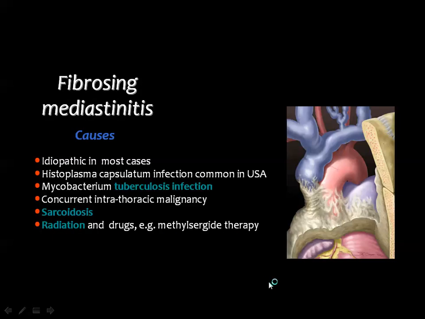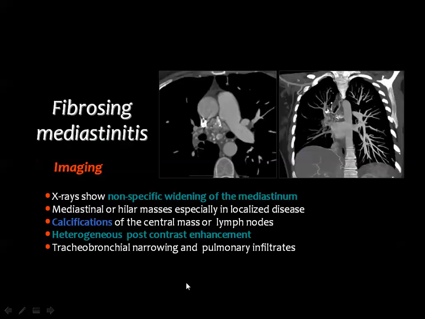Then the possible underlying causes for fibrosing mediastinitis. In many cases, you cannot see a definite underlying cause, but TB, sarcoid, intrathoracic malignancies, radiation, and histoplasma capsulatum infection are some of the underlying causes that may lead to superior vena cava obstruction. They may lead to fibrosing mediastinitis.